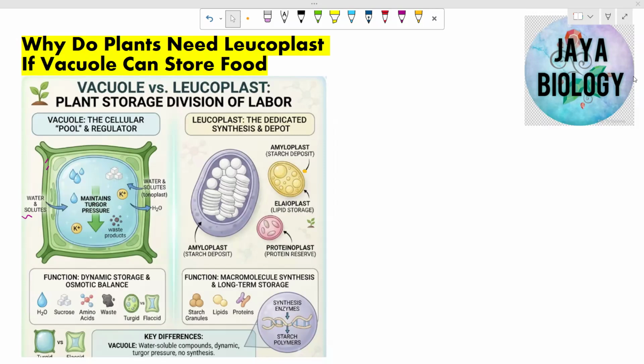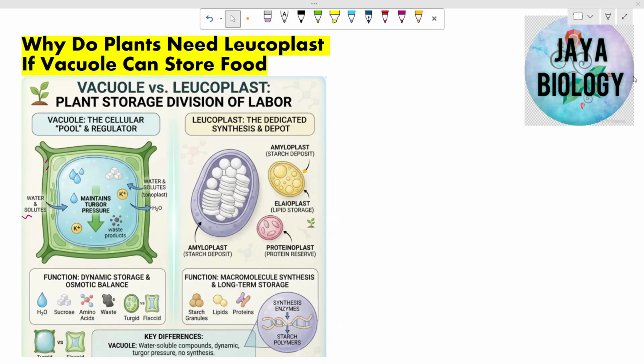So today's topic is: why do plants need leucoplasts if the vacuole can store food? Now, if you have read the NCERT chapter Cell: The Unit of Life carefully, it says plant vacuoles store food. At the same time, NCERT also says that leucoplasts are food storage plastids. So a logical question comes: if the vacuole can already store food, then why do they need leucoplasts? Is one statement wrong or are both correct?